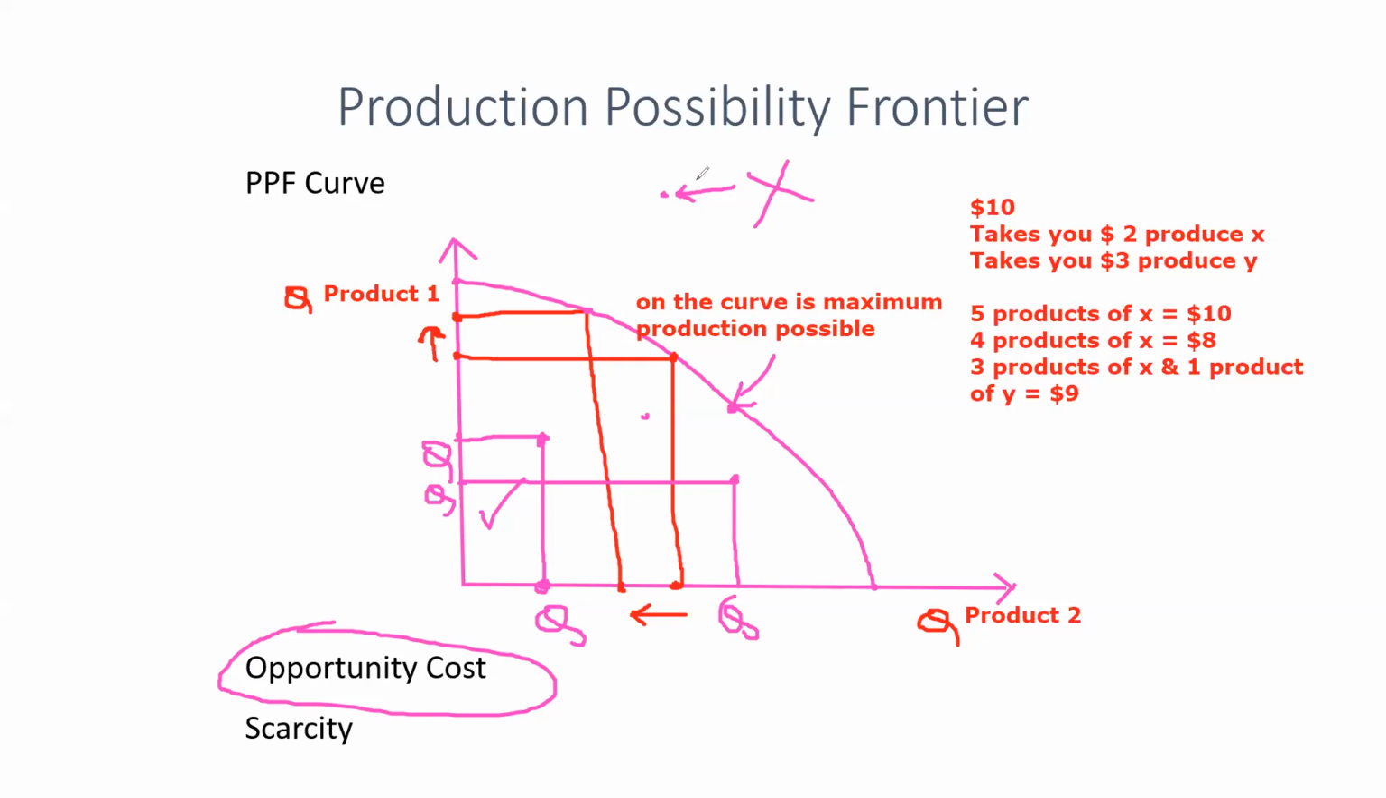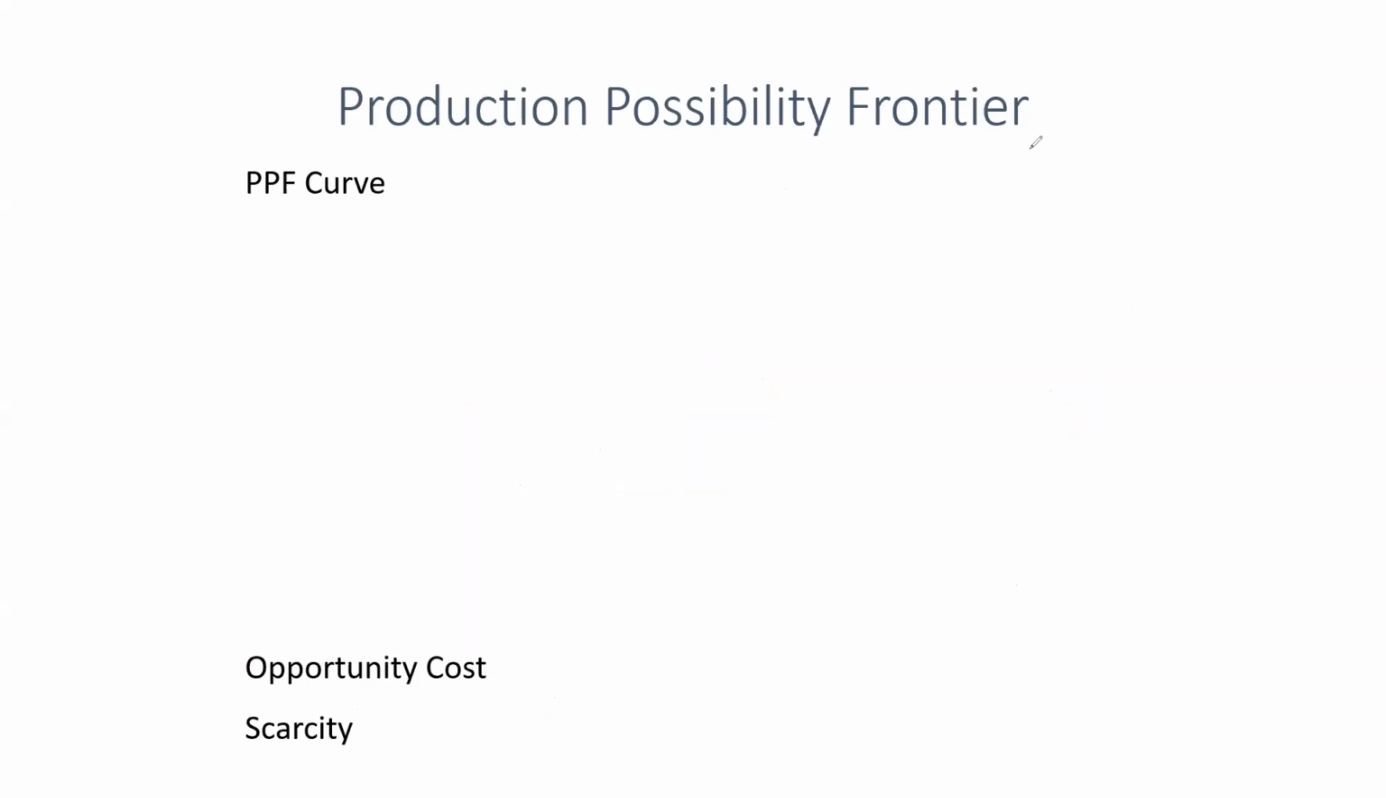So guys, this was all about PPF, production possibility frontier, scarcity, and opportunity cost. Hope this particular concept makes sense. Let's move on to the next topic.